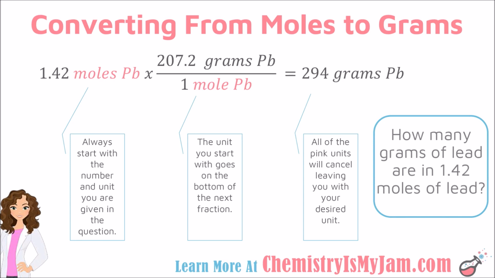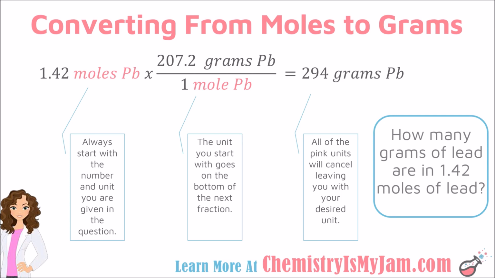So what I mean by that, we started with moles of lead. In my conversion factor, I need moles of lead to be on the bottom. That way, moles of lead is going to cancel, and I'm converting to grams of lead. This number came off the periodic table. That is the average atomic mass for lead. At this point, I can see that moles is going to be canceling out, and my answer is going to be in grams of lead, which was what I was hoping for.